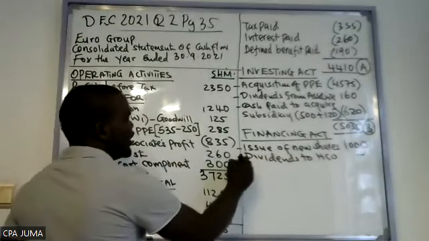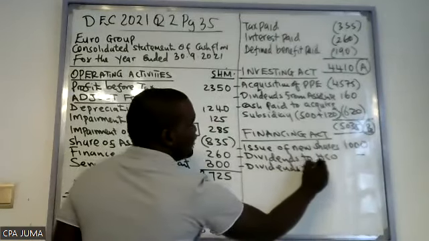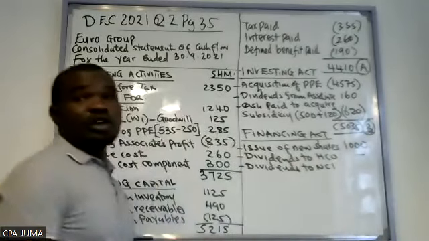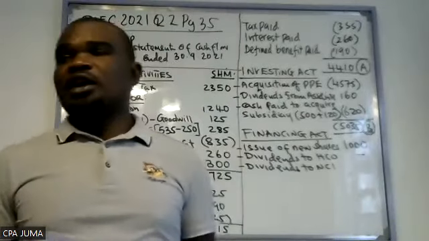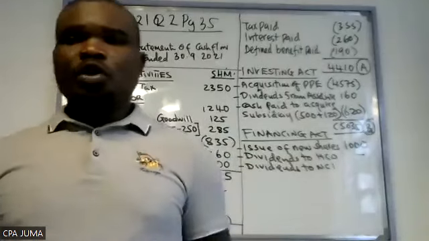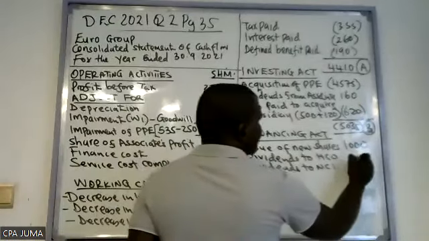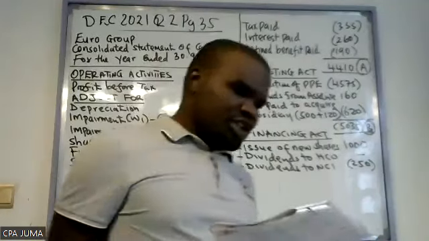But we got dividends paid to minority, dividends to NCI. I can't remember how much it was, but we did our working. Check for me that. We got 250. So this is 250. You subtract. Equity is over.